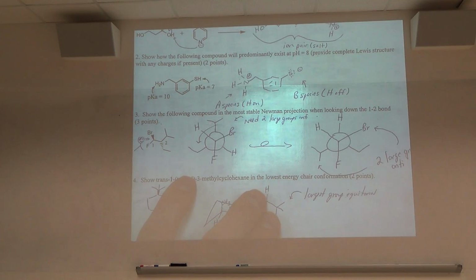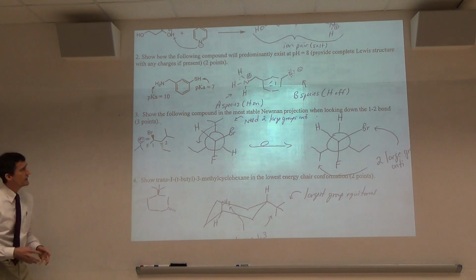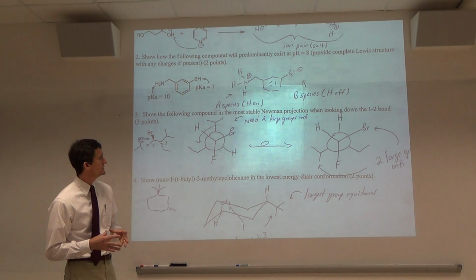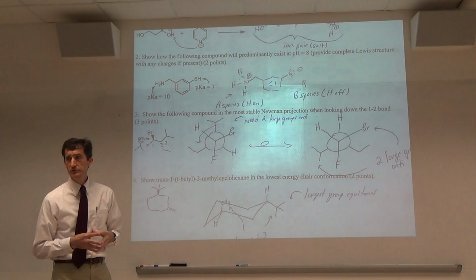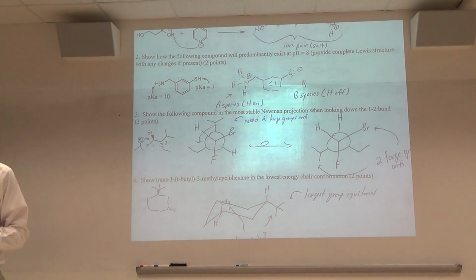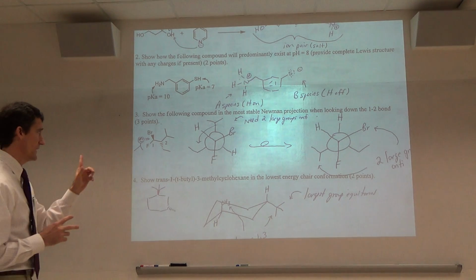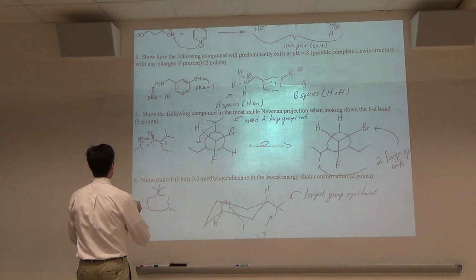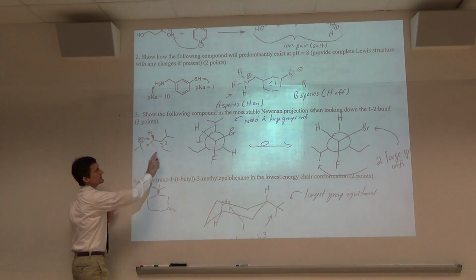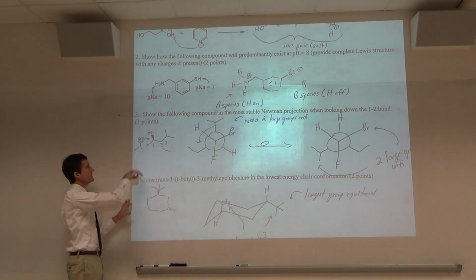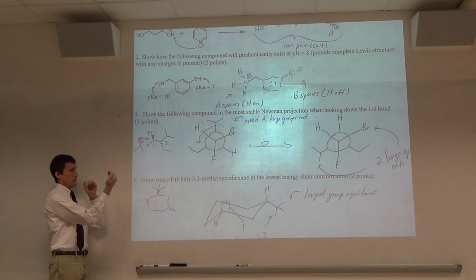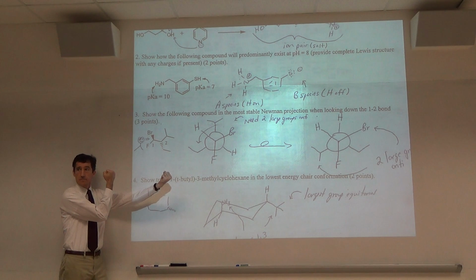Okay, show the most stable Newman projection or conformation. For us, the most stable is going to be the largest group anti. Okay? Now there could be some argument here, and I noticed that on one. When I drew this guy, I looked through here, it says looking down 1, 2, here's 1, 2, I gave you that. 1, 2, okay?